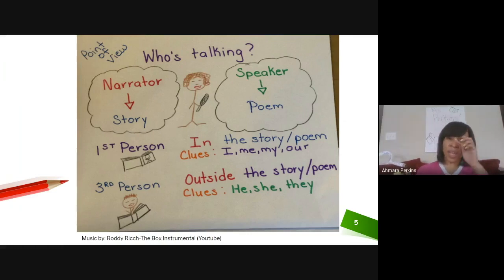Okay, I'm going to play some music while you are creating your anchor chart. And once the music ends, I'm going to begin the next portion of the lesson. So if you find that you're not finished, that's okay. Remember, you can always pause me, press play, and I'll be right back. All right, so let's begin.